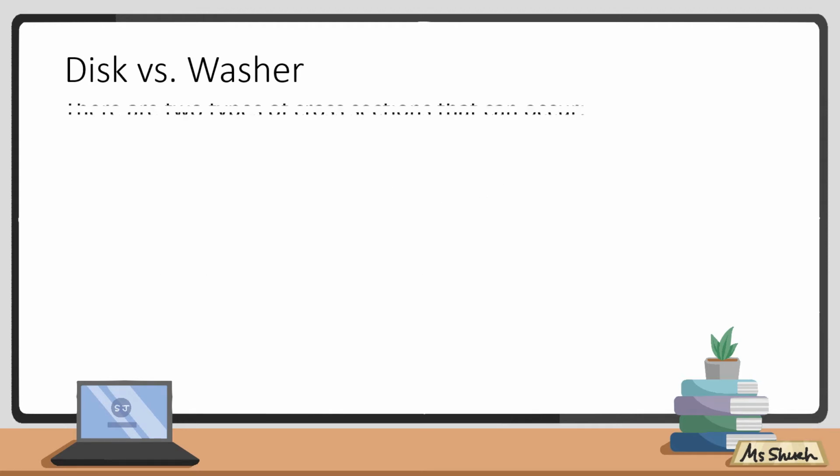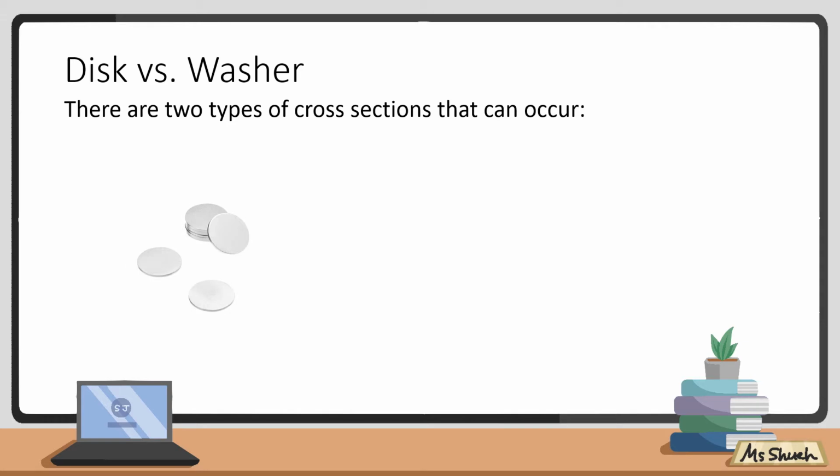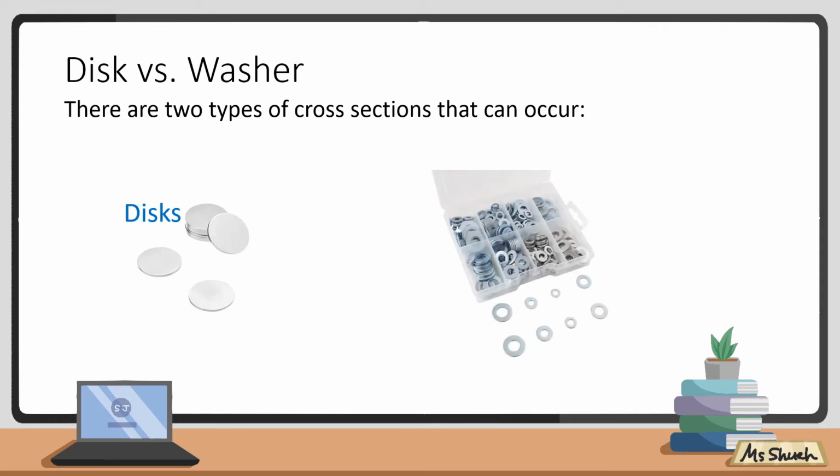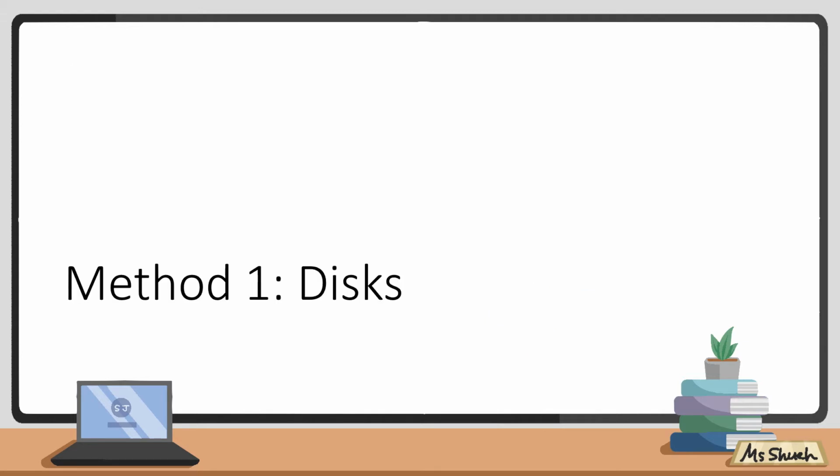There are two types of cross-section that can occur when we're rotating these regions about a line. The first kind is called the disks, and they're just circles. The other one is called the washers, and washers are also circles, but they have a circular cutout in the middle of it. For this video, we're going to be focusing on the first method.